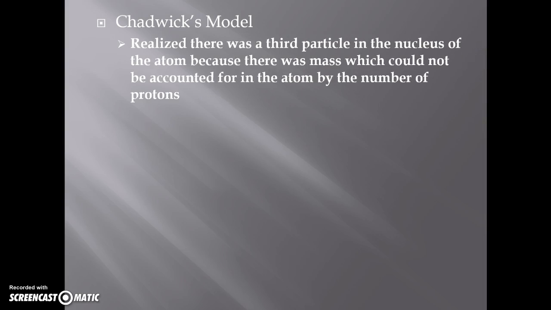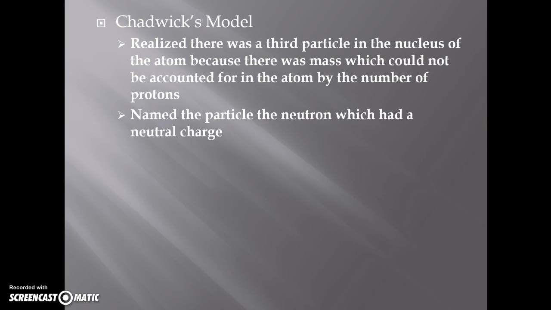Chadwick came along and began investigating why this was. Where is this extra mass coming from? What he figured out is that there's mass that could not be accounted for in the atom by the number of protons. He figured out there's another particle in there, a third particle in the atom that's located in the nucleus. He named this particle the neutron because it was neutral. And that's why they had so much trouble finding it, because it was neutral.